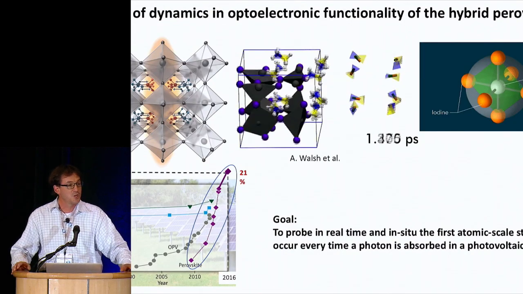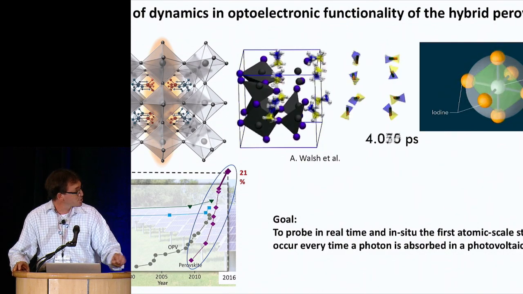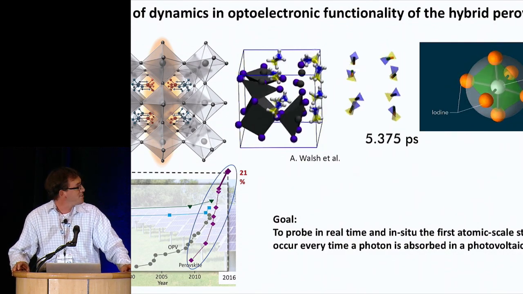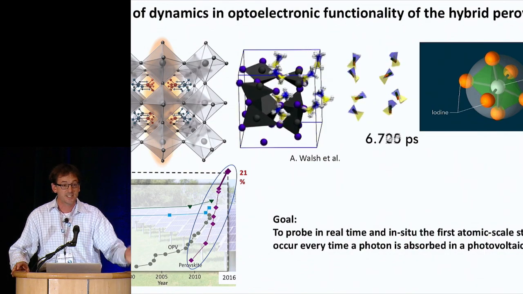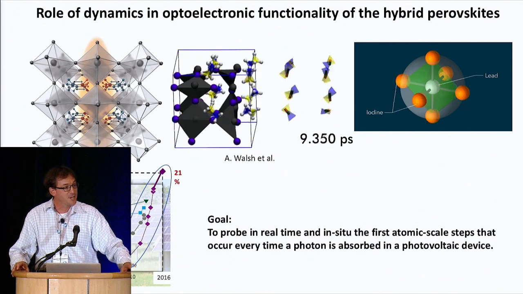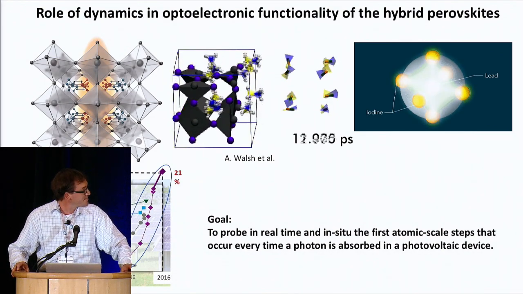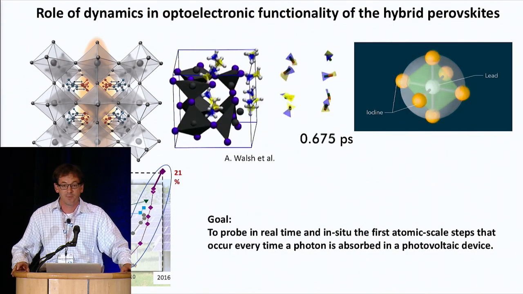If you ask someone what the structure of one of these materials looks like, they'll maybe show you a picture like the top left there. You have these corner-touching octahedra. This is the prototypical structure, methylammonium lead iodide. Sitting at the interstices, you have these organic cations. So that's the crystal structure as you might define it.